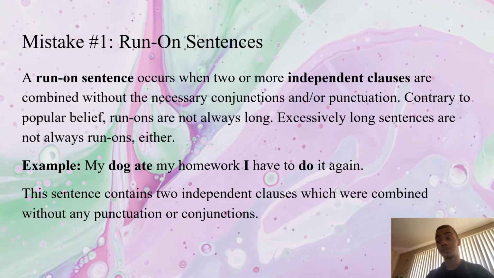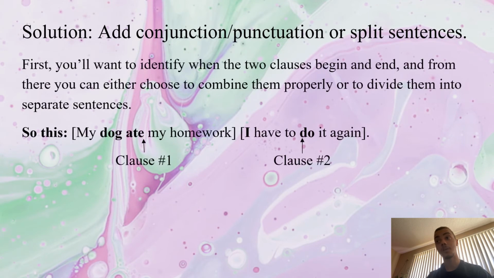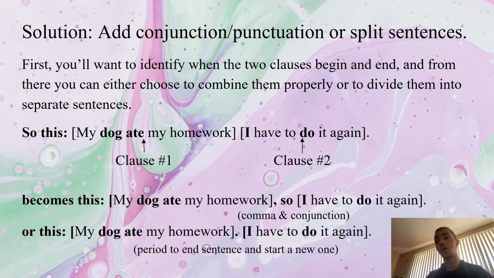Our solution to something like this would be to add that conjunction or punctuation or split the sentences into two separate sentences. So I've outlined the boundaries of these clauses. My dog ate my homework is the first clause, I have to do it again is the second one. You could either turn it into my dog ate my homework and then add a comma and a conjunction so that you can connect it to the other independent clause correctly. Or you can use a period between homework and I and create a new sentence.